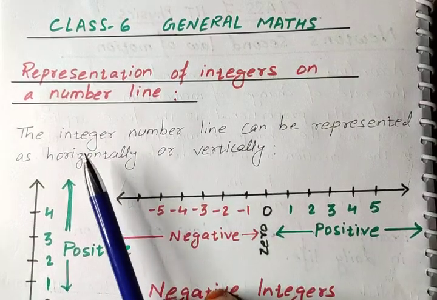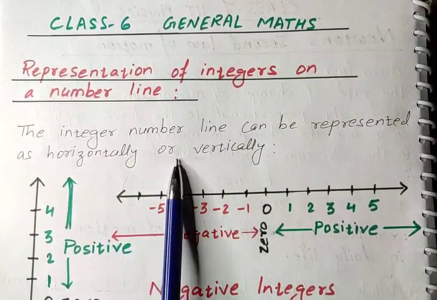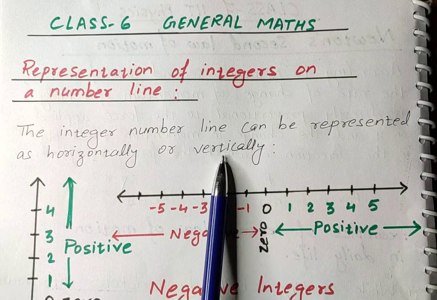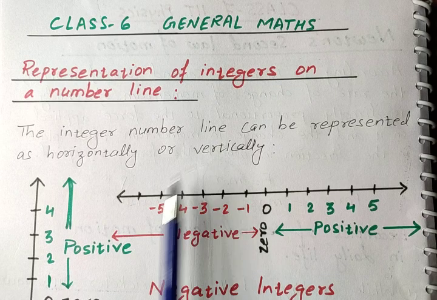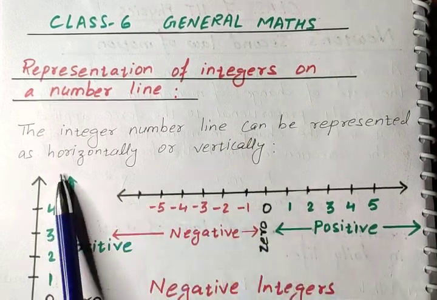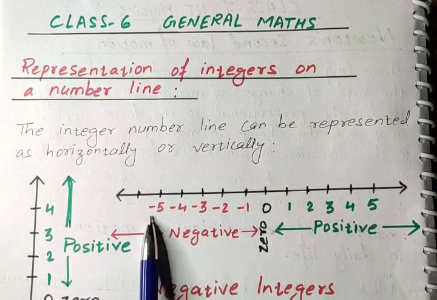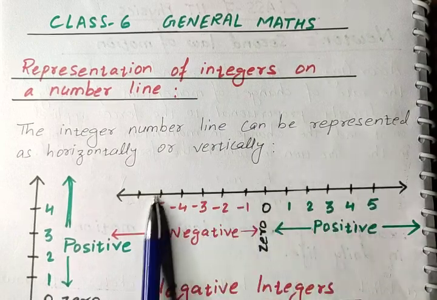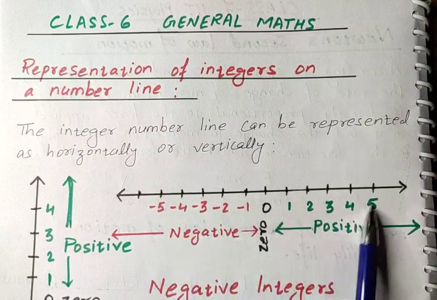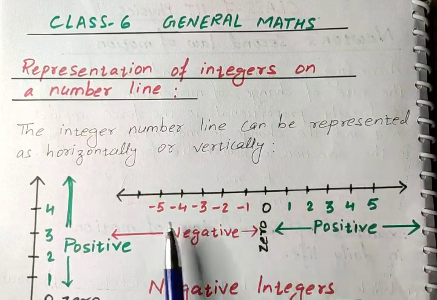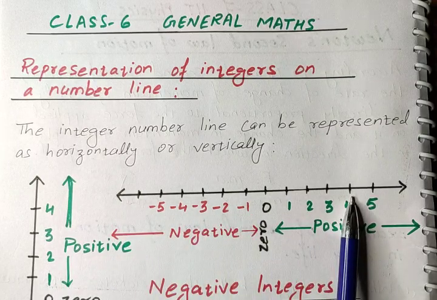Okay, the integer number line can be represented horizontally or vertically. Integers on a number line you can represent horizontally or vertically, anyway. So we will see now. You can see this is a number line, and on this number line integers are represented, and this number line is which type? Horizontal number line.